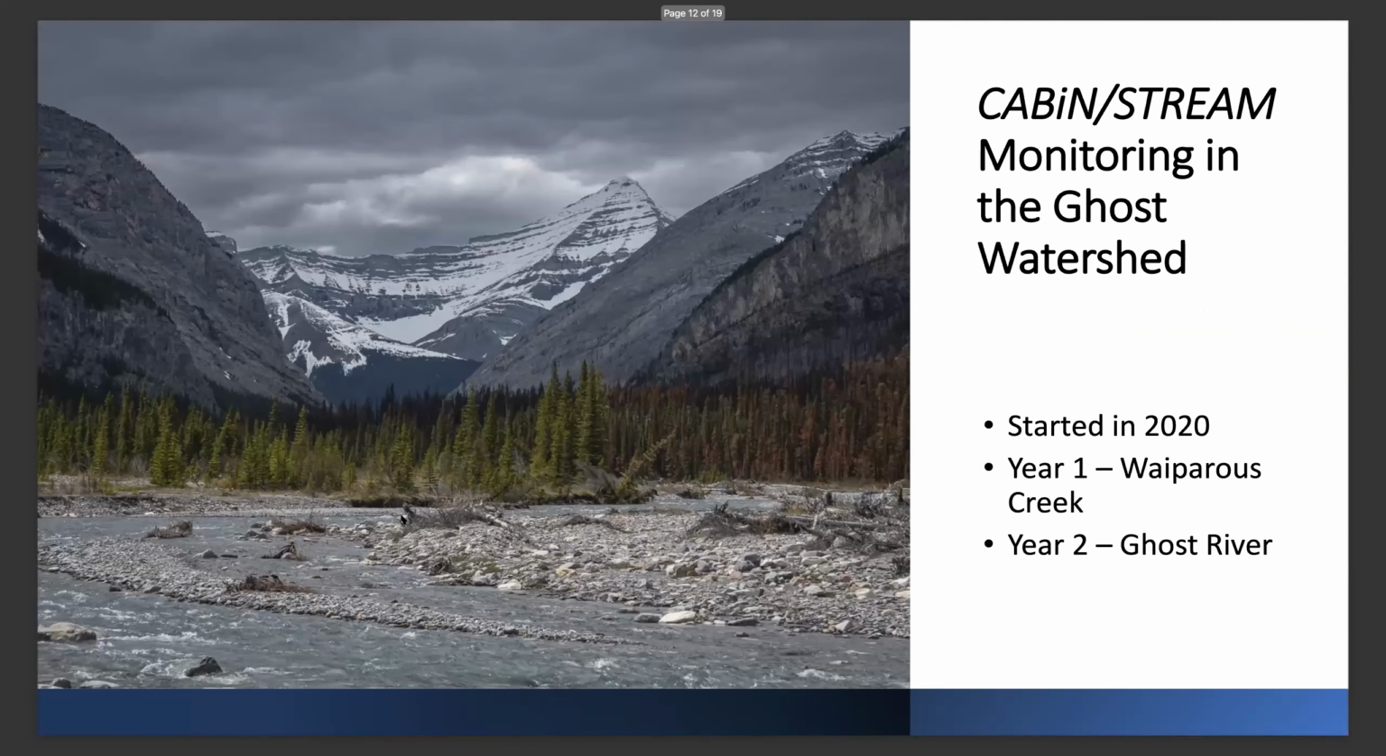So how we used it in our watershed, we've done this for two years. We intended to do the Wipers Creek in one year and the Ghost River in the second year. I'll have a map come up here to show where these are. The two major streams in the Ghost watershed are the Wipers, which drains a lot of the north and the eastern side, and the Ghost, which drains the south and the western side.